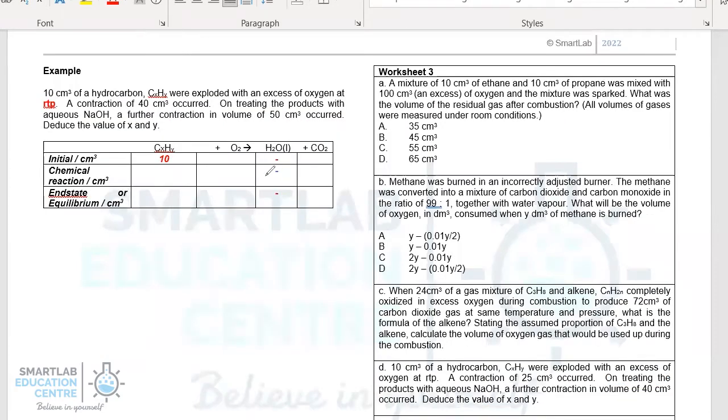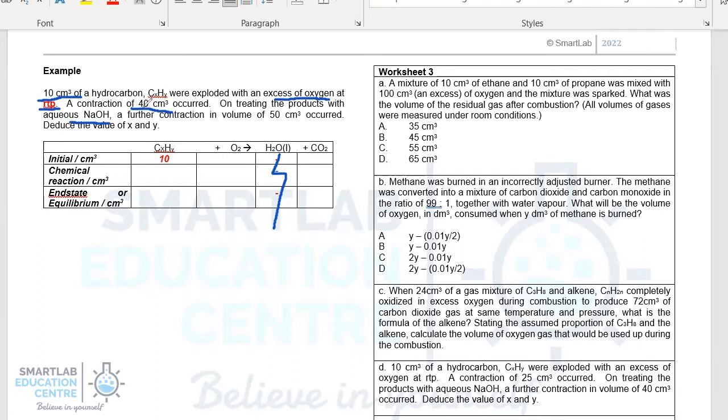Finally, let us now consider this example. We start out with a 10 cm³ hydrocarbon exploded with excess oxygen, at RTP. Because it's RTP, we can ignore water. A contraction of 40 cm³ occurs. On treating the products with sodium hydroxide, a further contraction in volume of 50 cm³ occurs.